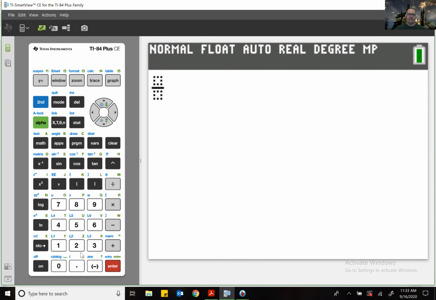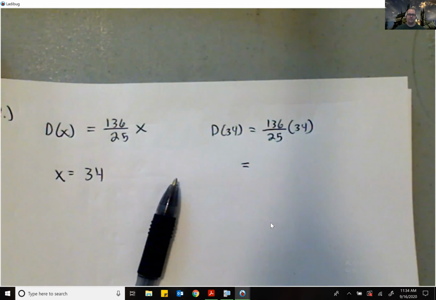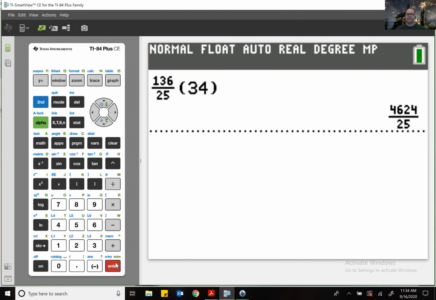And we're going to put that 136 over 25. And then we're going to scroll out to the right of it, put our parenthesis, 34, parenthesis. And there it is. It's the same way I have it written on my paper. See? And then hit enter. Boom. There's the fraction. Uh-oh. How do I find the decimal for this?